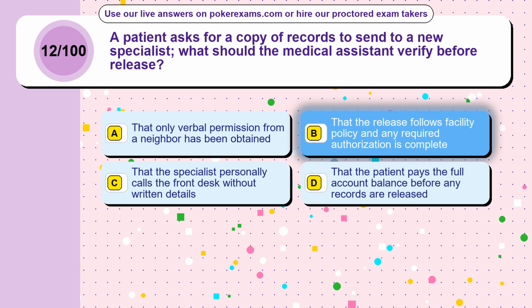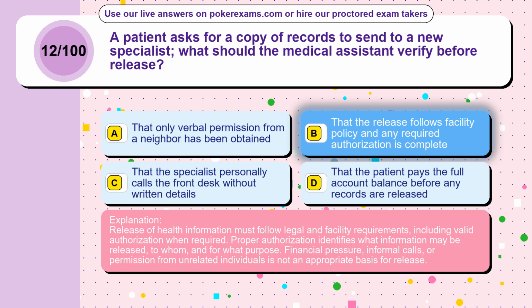The correct answer is option B, that the release follows facility policy and any required authorization is complete. Release of health information must follow legal and facility requirements, including valid authorization when required. Proper authorization identifies what information may be released, to whom, and for what purpose. Financial pressure, informal calls, or permission from unrelated individuals is not an appropriate basis for release.